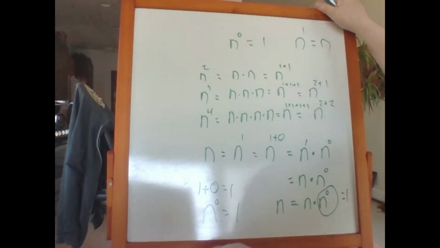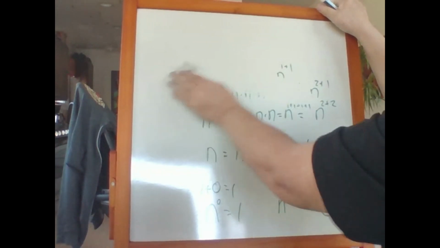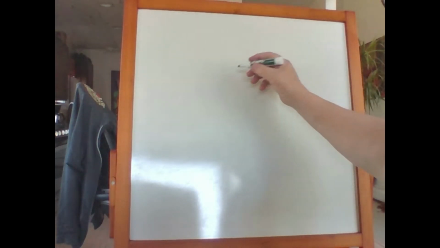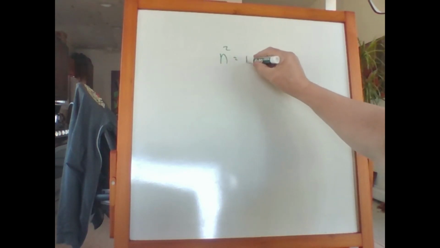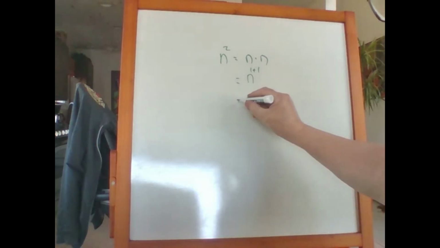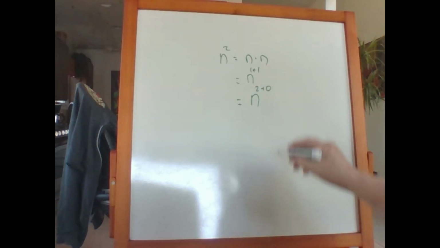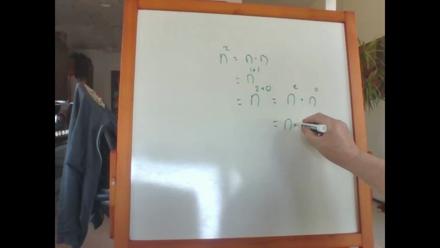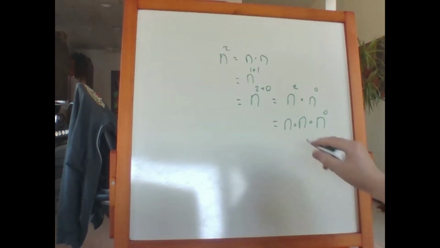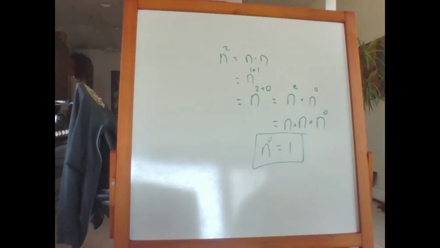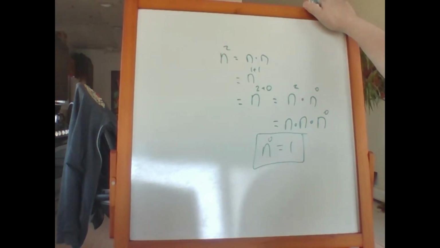For anybody who wants that, it's a very simple thing. Any power raised to the 0th power has got to be 1. And that's true for any number. I mean, look at this. If we have n squared is equal to n times n, right? Or it's equal to n to the 1 plus 1. Or it's equal to n to the 2 plus 0, which is then equal to n squared times n to the 0. Or it's equal to n times n times n raised to the 0. And for this to mean anything, n to the 0 must mean 1. So it's true for any power. You can prove it using any power.